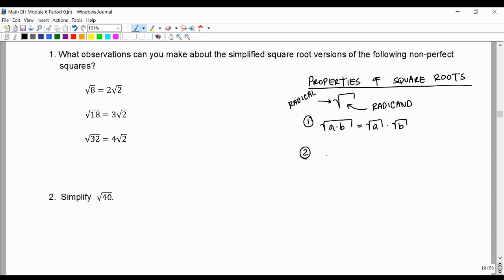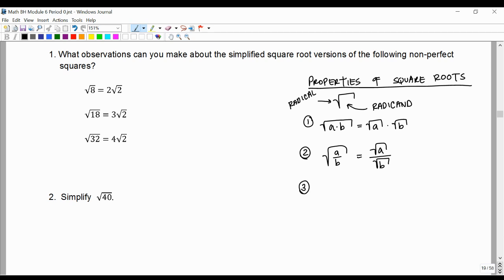If this works for multiplication, the same can be said for division, that the square root of a over b is the same as the square root of a over the square root of b. So we can apply the square root to each part, the numerator and denominator.